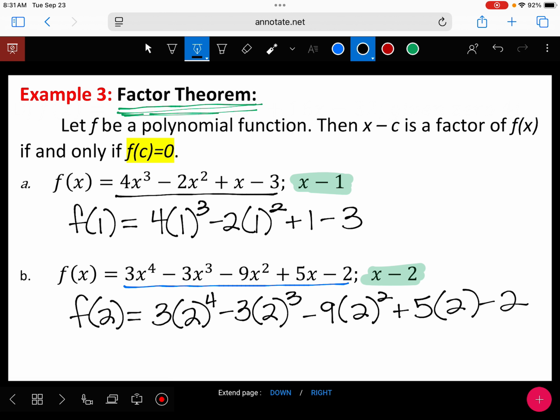So for the homework, there's a couple questions where you're just trying to find the first remainder. And then there's a question where you have to figure out if it's a factor.